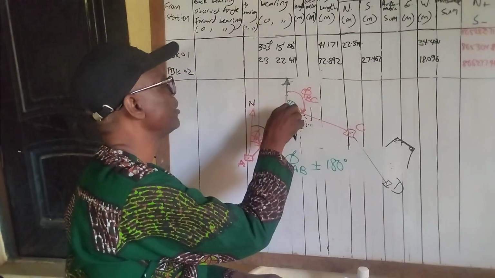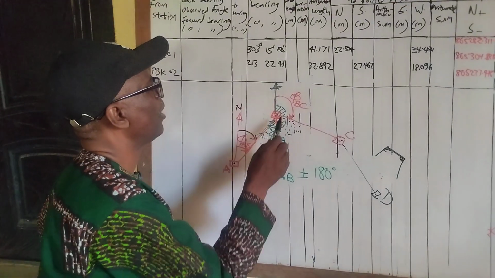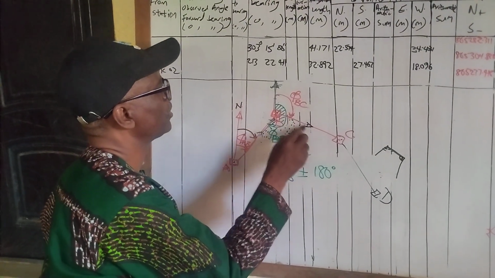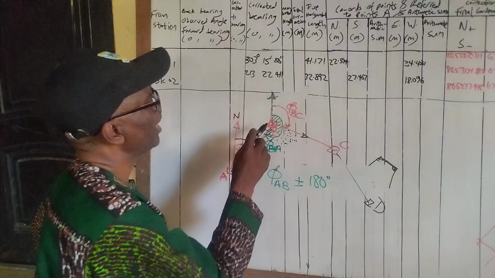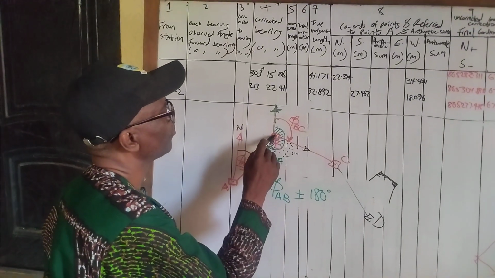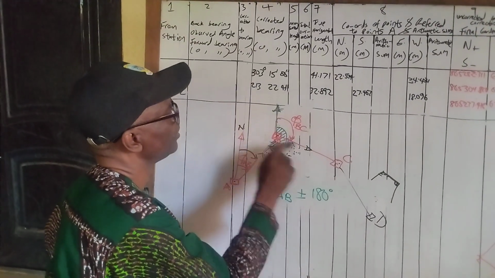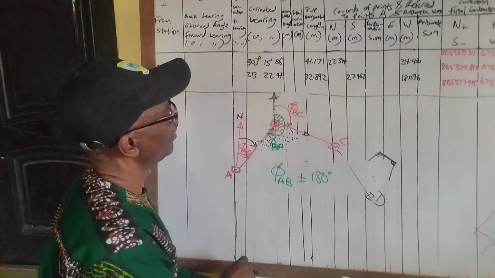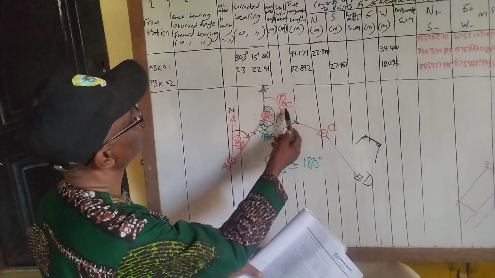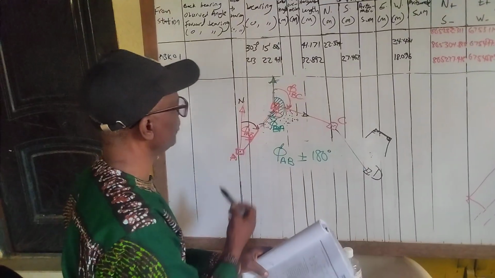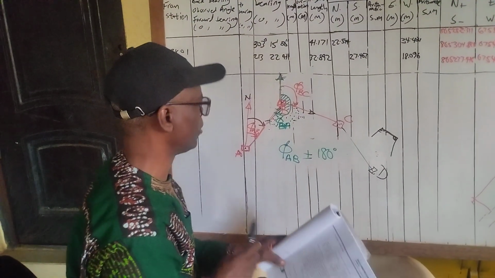Now at point B, as you progress towards C, the forward bearing at point B is phi BC. Now what is the link between phi BC and phi AB? That's what we want to do now.